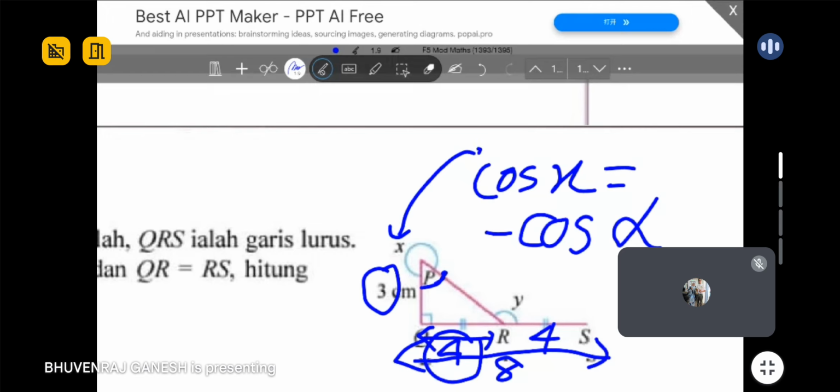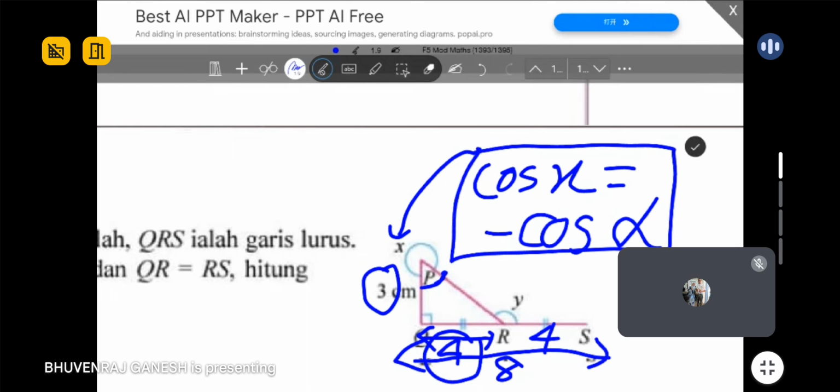Remember this formula guys because dia tak diberi dalam exam kamu. Not given in your formula sheet. So you must memorize. Okay, macam mana datang yang ni? Because cos adalah negatif dalam kuadran kedua dan ketiga.